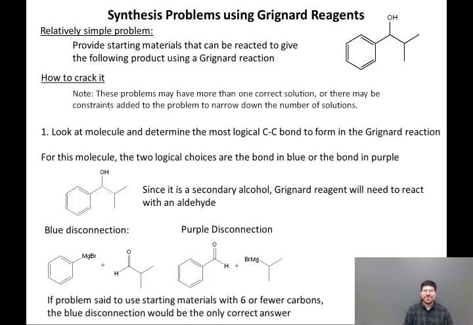So if the problem said to use starting materials with 6 or fewer carbons, the blue disconnection would be the only correct answer. Because in that case, the 10-carbon product is broken up into a 6-carbon fragment and a 4-carbon fragment. For the purple disconnection, the 10-carbon product is broken up into a 7-carbon fragment and a 3-carbon fragment.